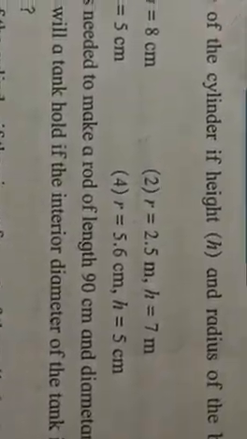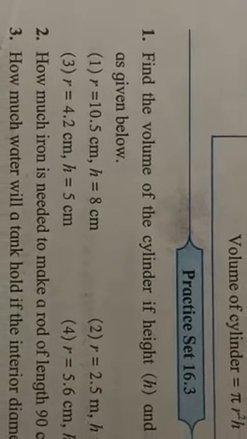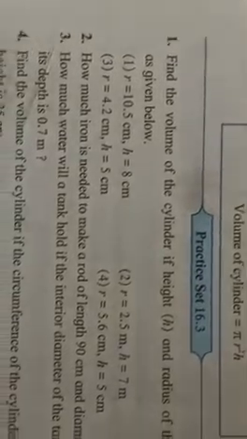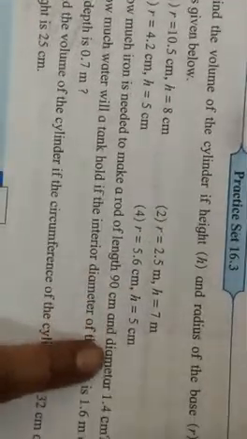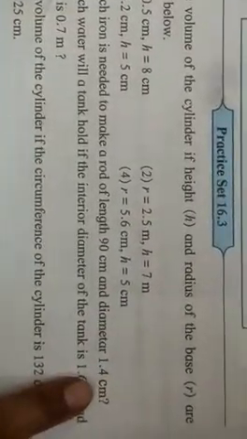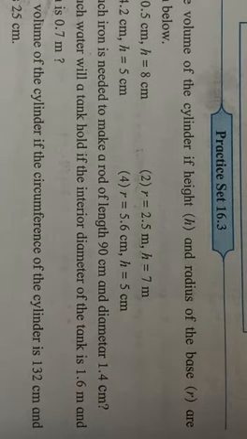Now what you have to understand here is what you have to find. Second question: how much iron is needed to make a rod? Length is 90 centimeter and diameter is 1.4 centimeter. If they have asked you to find the iron needed, it has to be the volume which we have to find, not the area. That meaning has to be understood.